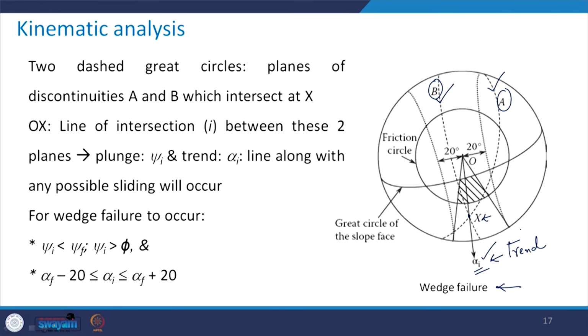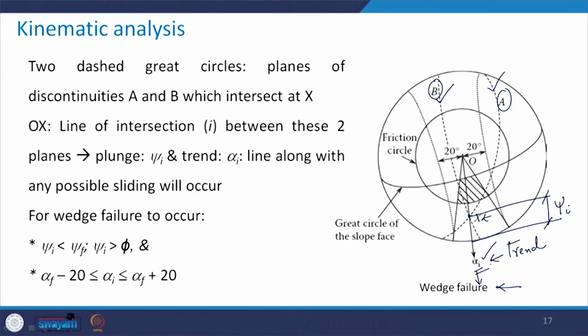How can I find out the plunge of this line? See, take this perpendicular distance. Whatever this angle is, that is going to give me the plunge of this line. And this direction is going to give us the possible direction of the sliding.